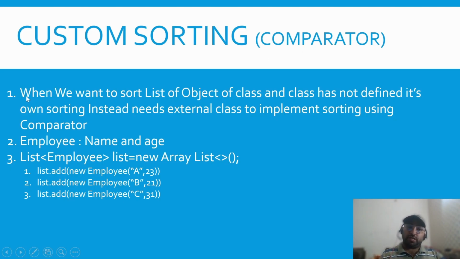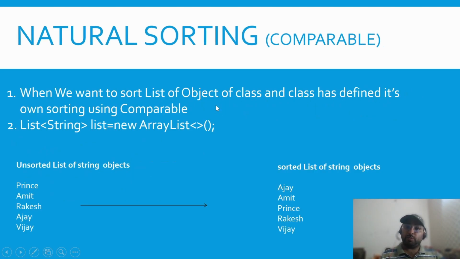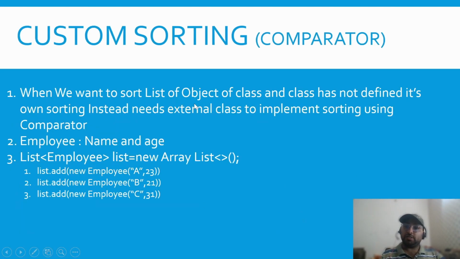Now let us read the definition. When we want to sort a list of objects of a class, and the class has not defined its own sorting. In the previous example, the class had defined its own sorting using comparable, but in this case, the class has not defined its own sorting. So in those cases, in order to achieve the sorting, we need to rely on external classes to implement the sorting, and that is possible using the comparator.